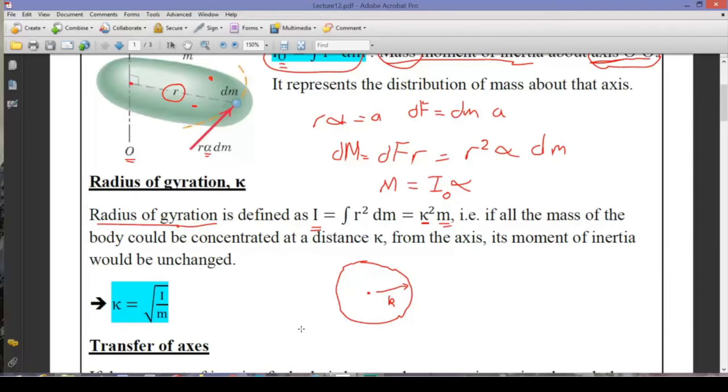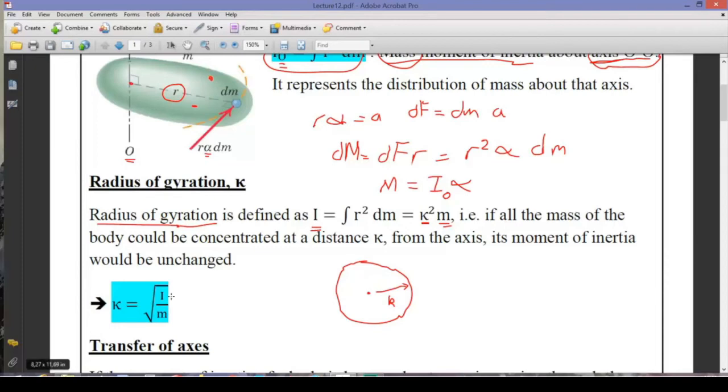For a different location, the kappa information would be changed as well. So it's kind of like the representation of this rigid body, which has a different shape, in terms of a very thin ring with a radius of kappa. And all the mass is on this thin ring.